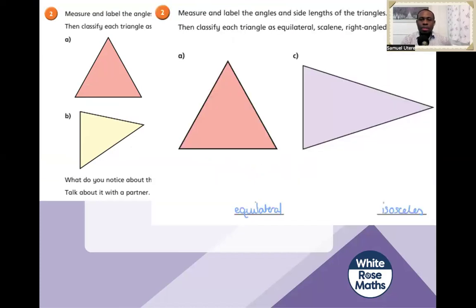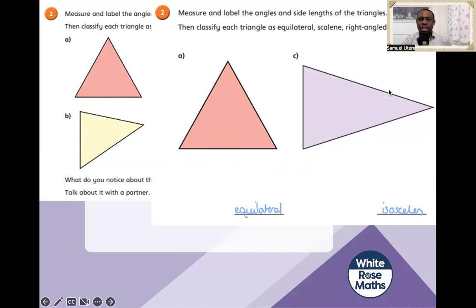Question 2, you were asked to measure and label the angles and side lengths of the triangles. Okay, so this is equilateral. Then you were asked to classify each triangle as equilateral, scalene, right angle. So first, to measure and label the angles and side lengths of the triangle, you could use a protractor to do that, and then use a ruler to measure the side lengths.